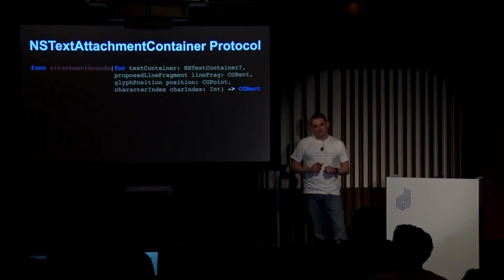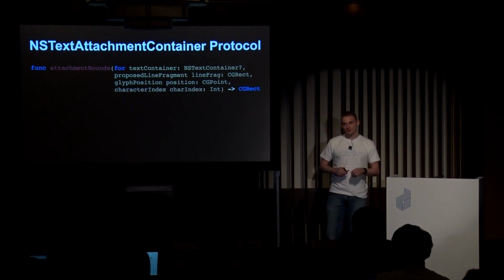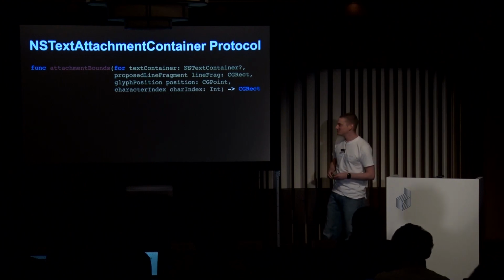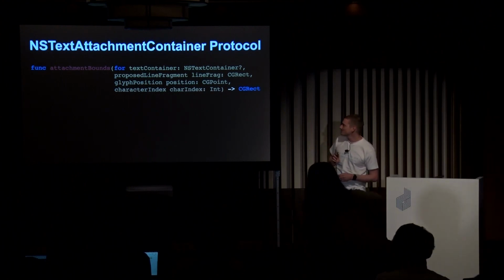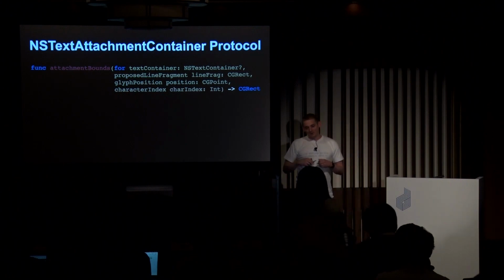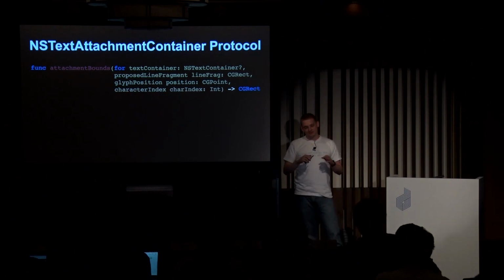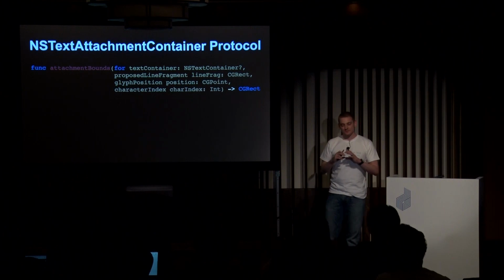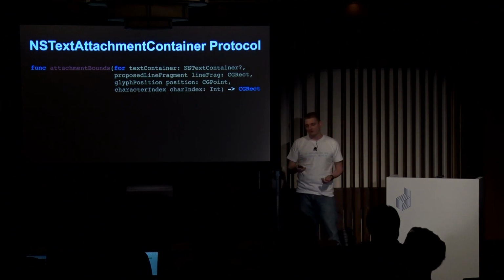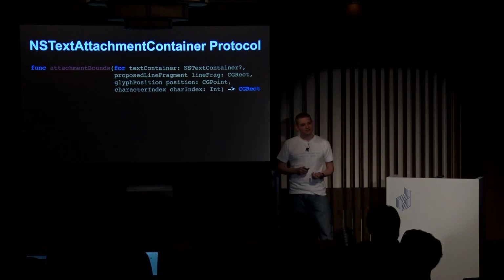NSTextAttachment conforms to the NSTextAttachmentContainer protocol. This is obviously an Objective-C protocol, as you can see from the very, very long function signature. Basically, this protocol lets your text attachment tell the layout system what it needs to be shown. In this case, we're going to give it a CGRect, so we need a position and a size. And since size is what we're looking for, this is the exact method that we need to override.